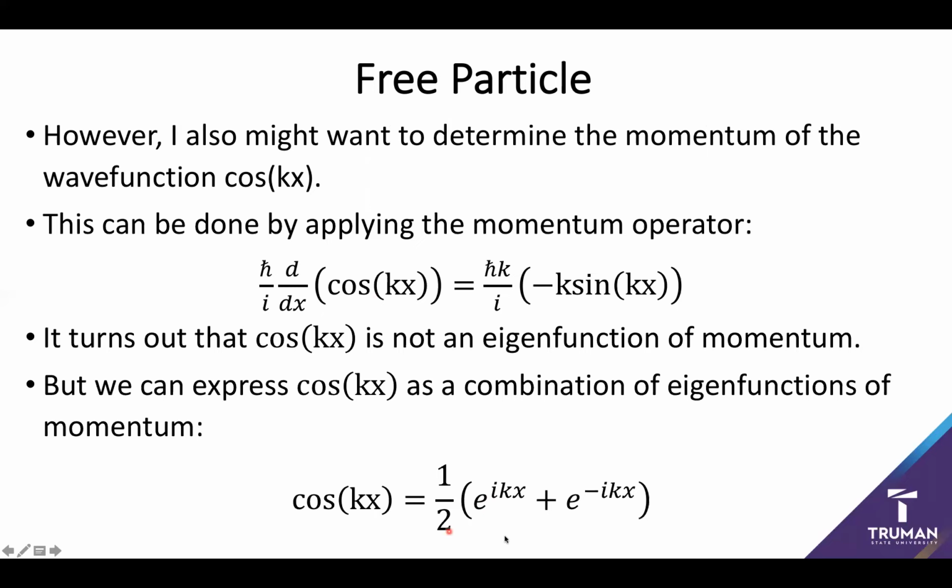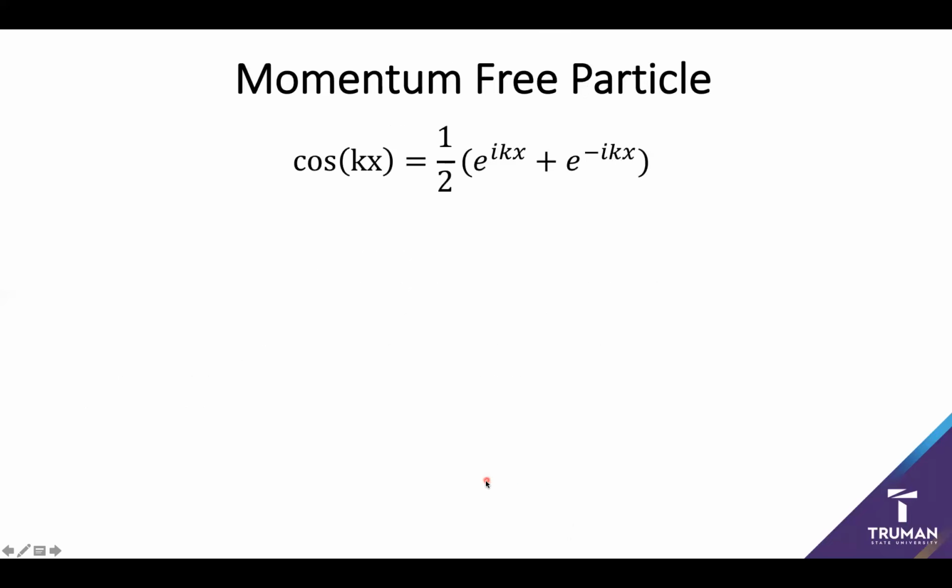So again, using Euler's formula, we can rephrase cosine kx as 1/2 of the sum of e to the ikx and e to the negative ikx. So let's go ahead and try and apply our momentum operator to this more complex system. I can try and figure out the total momentum of this free particle by applying the momentum operator to each part: 1/2 of e to the ikx and 1/2 of e to the negative ikx.